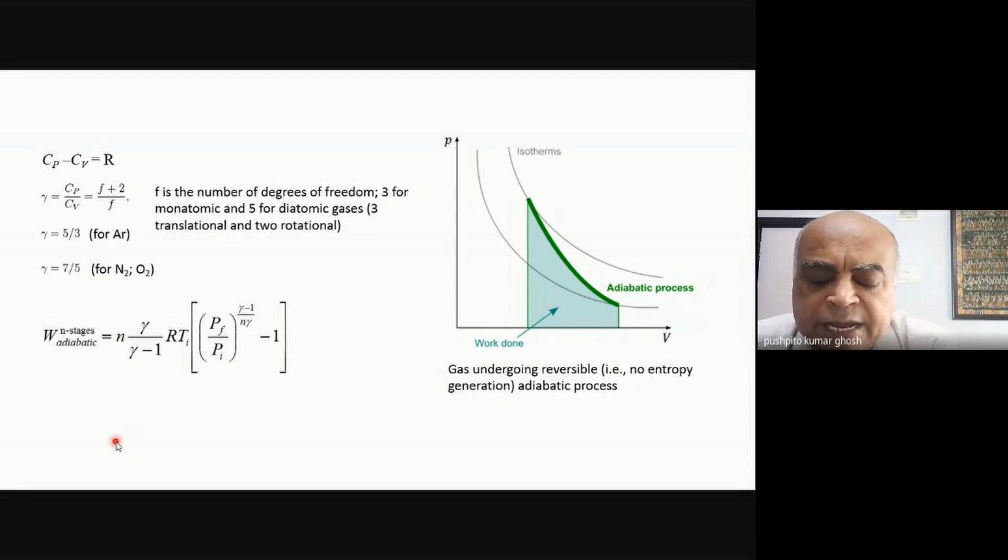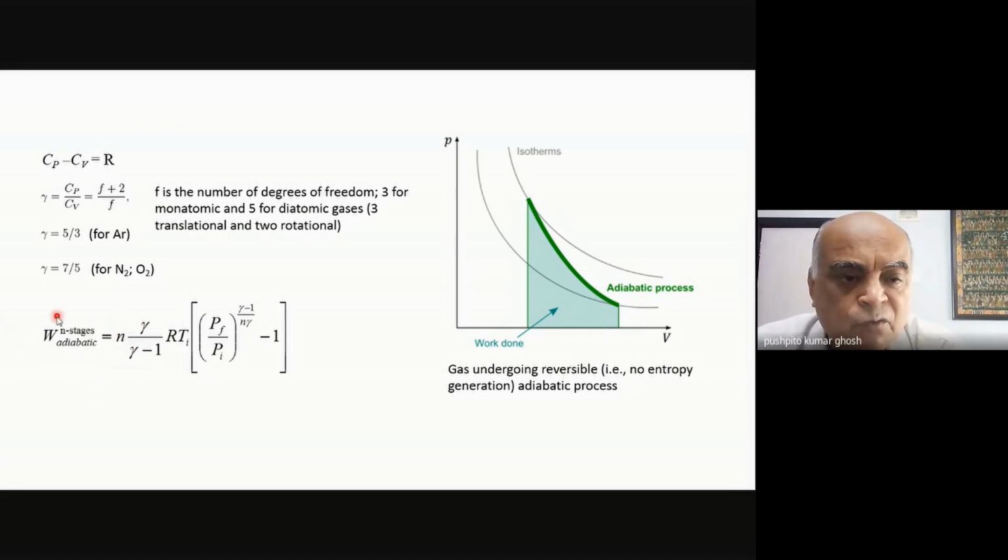Obviously, any system must try and minimize the amount of energy input that I need to have to bring about the particular effect. When I'm compressing the gas, I can do it in a single stage, one stage compression, or I can do it in successive stages. In successive stages, I'm incrementally increasing the pressure, and the number of stages is given by n.